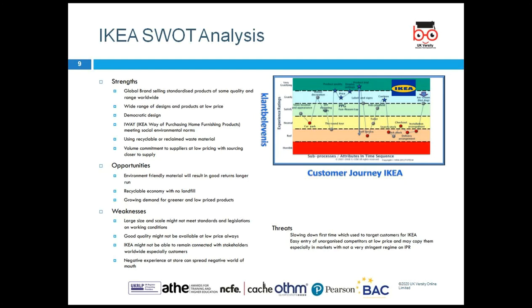So threats, we can look at slowing down, first of all, the target customer for IKEA. It's a huge threat because all supermarkets are selling furniture as well. A lot of furniture, corner shops as well. A lot of companies are selling online as well. Who will be the competitor with IKEA? What do you think? Which one?